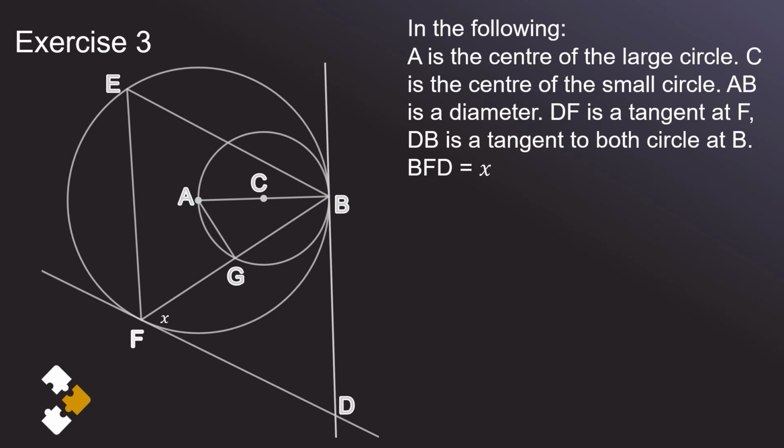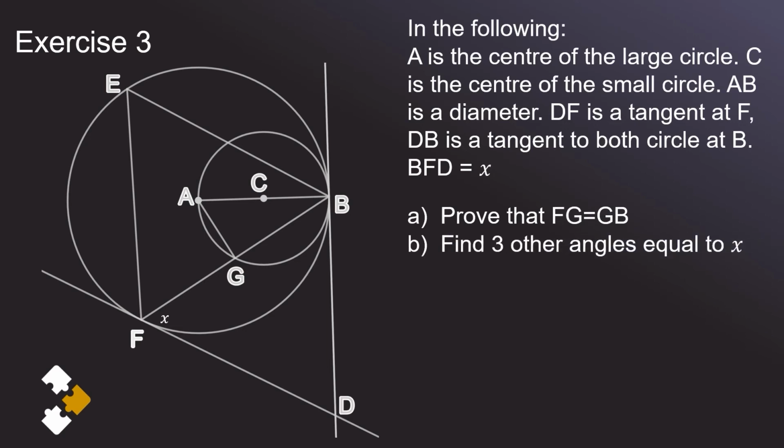So in the following, we've got A, the center of a large circle. C is the center of the small circle. AB is the diameter of that small circle. DF is a tangent at F, and DB is a tangent to both circles at B. And we are told that BFD is equal to X. So first, we have to prove that FG is equal to GB. Then we have to find 3 other angles that are equal to x, and then we have to find ABG in terms of x.